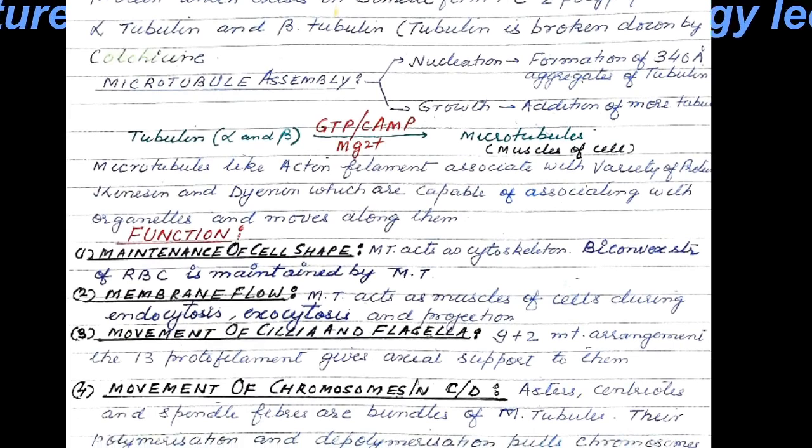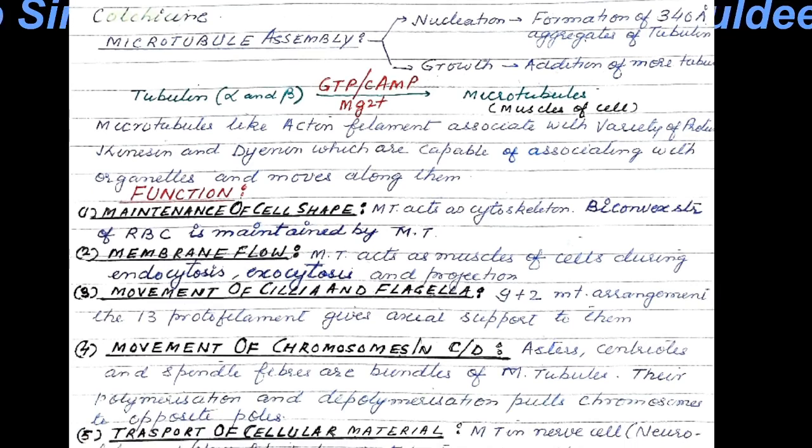Now come to the functions of the microtubules. They maintain the cell shape because they act as cytoskeleton, and the biconvex structure of RBC is maintained only by microtubules. Now, you might have studied Golgi system, that is membrane flow. Microtubules act as muscles of the cells, and during exocytosis and endocytosis, the microtubules play a very important role.